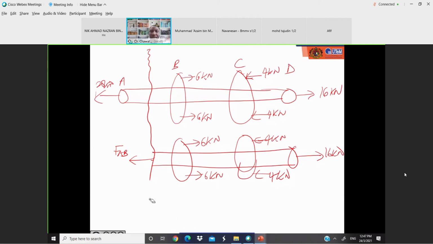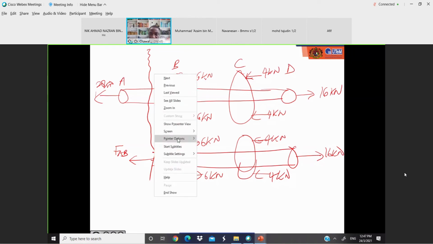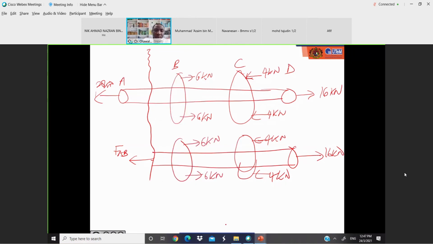So yani EOE, lagi EOE now. Summation f of x equals 0. Now we use this positive. So ni FAB, tola tamba. Kiri positive kanan tola. Ni tola. Tolak. Lagi tola.